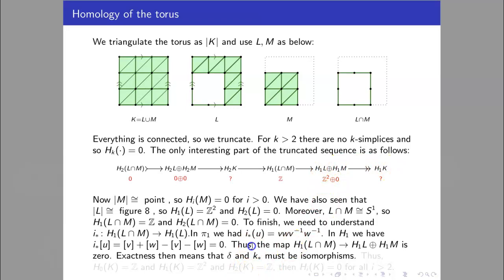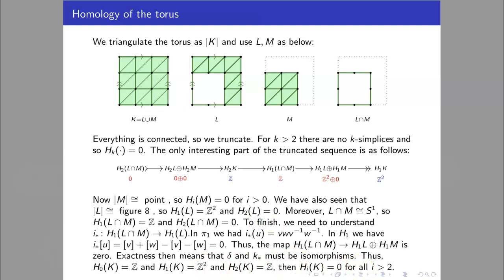So what we conclude is that we've got a Z here to make this an isomorphism, and a Z squared there to make that an isomorphism. Then we also have our H0 K, and K is connected, and for a connected complex H0 is always just Z. So what we've got is a Z, then a Z squared, then a Z, and everything else is 0. So that's the homology of the torus.